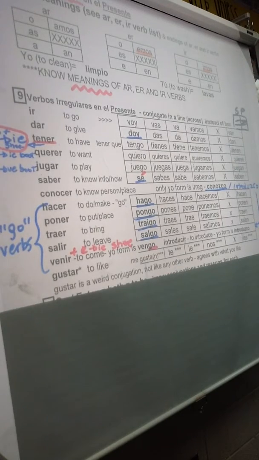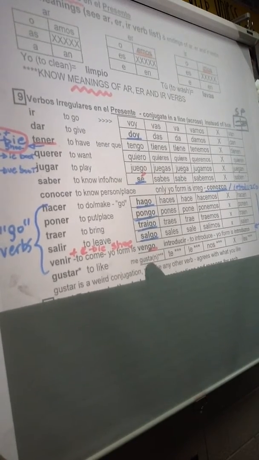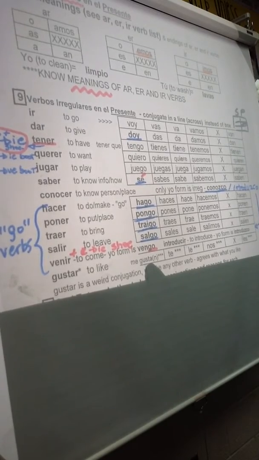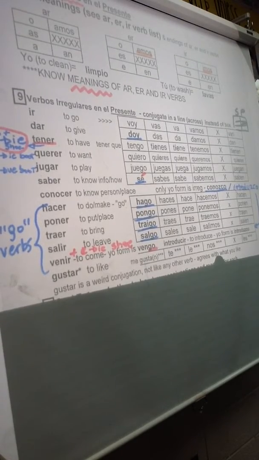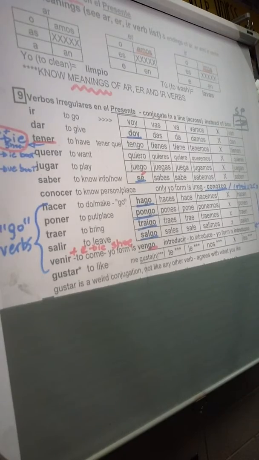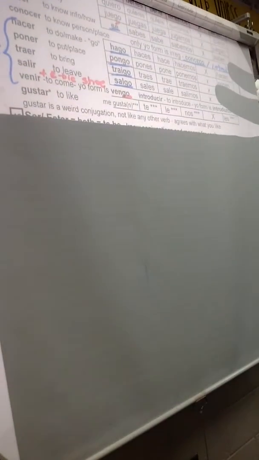And then gustar, we have to make sure that we put that pronoun in front of it, the me, te, le, nos, and les, that agrees with your subject. The reason why the verb itself doesn't get conjugated is because you're not making it agree with the subject. You're making it agree with whatever it is that you like. So if you like one thing, it's gusta. If you like plural things, then it would be gustan. It's the only verb that we've really discussed that does that.